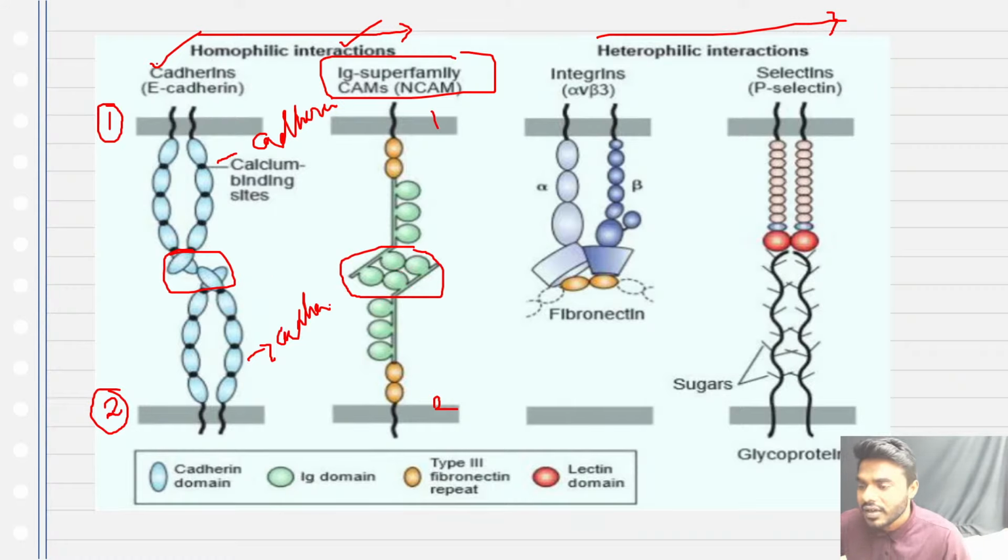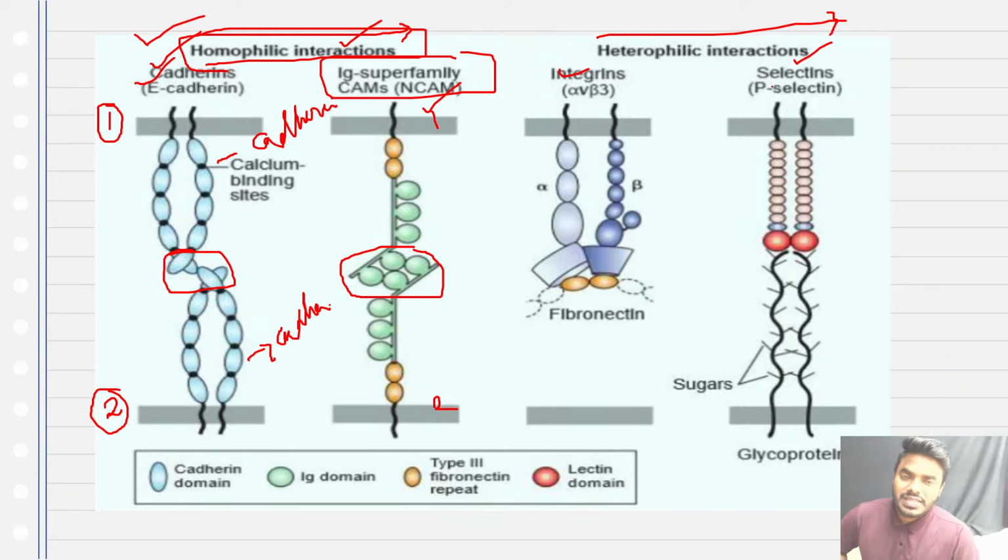But the point here is, whether it is the cadherin or the immunoglobulin superfamily CAM molecule, both are associated with each other with the help of homophilic interaction. I mean to say both are associating with their own type. But heterophilic, see, integrin and selectin. Integrin is not at all associating with another integrin. In the same way, selectin is also not at all associating with another selectin.